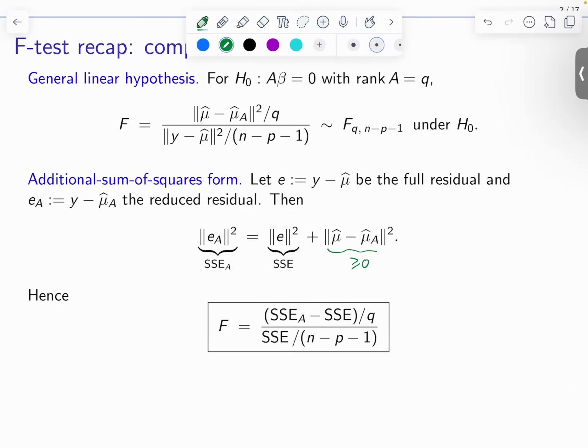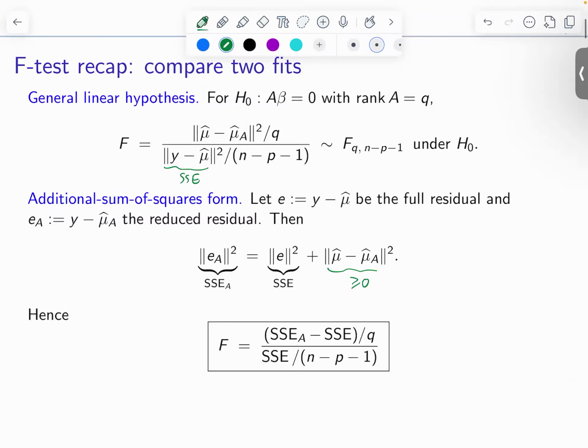And so the first thing we note is that we can write this as the difference of the two SSEs. So alternatively, you can write the F-test as the SSE of the reduced model, SSE A, minus the SSE of the full model. So this is the alternative form, the one in the box here.